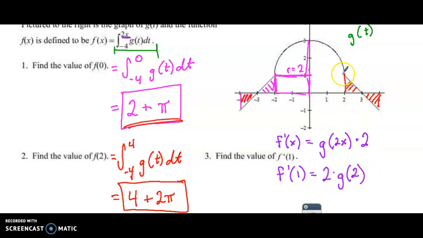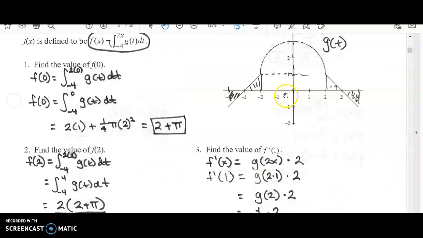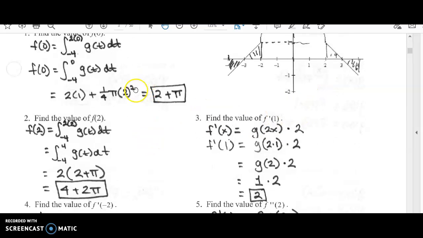So if I were to look at g of 2 in this problem, it equals 1, because it's the y-coordinate when x is 2. So we're looking at 2 times 1, which equals 2. And hopefully my explanation makes sense. Feel free to write any question down that you may have. And like I promised earlier, I would show you the step-by-step process that the answer key shows you how to do this problem.